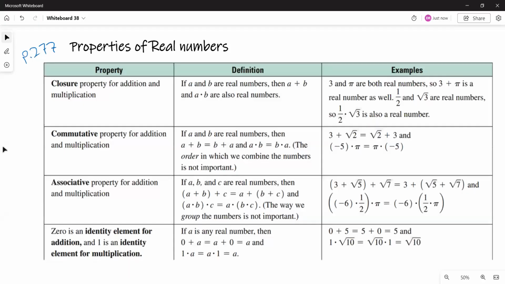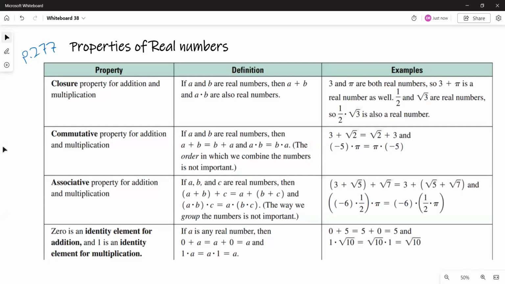The first property is the closure property. That says that the sum of two real numbers is a real number, and the product of two real numbers is also a real number. Like 3 and pi are both real numbers, so 3 plus pi is a real number. And 1/2 and square root of 3 are real numbers, so 1/2 times square root of 3 is also a real number.